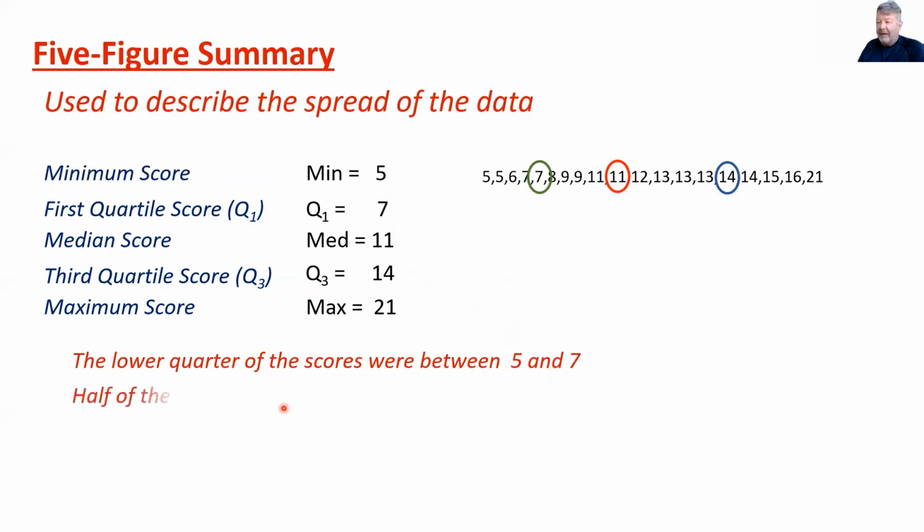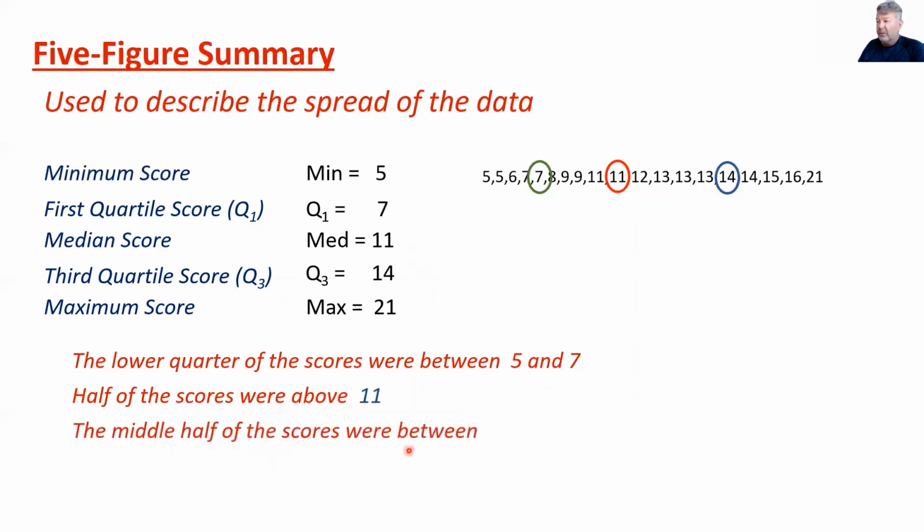Next bit, half of the scores were above. Now here's the important word, half of the scores were above. So we've got to look at our halfway score, which is the median, and above that value. So half of the scores were above 11. The middle half of the scores, here we go, the middle half of the scores were between. Where's the middle half of the scores? So that's a quarter, a quarter, a quarter, a quarter. So the middle half is going to be in here, isn't it? 7 and 14. There we go, 7 and 14.